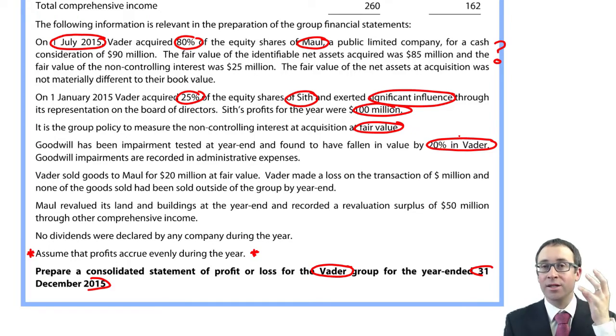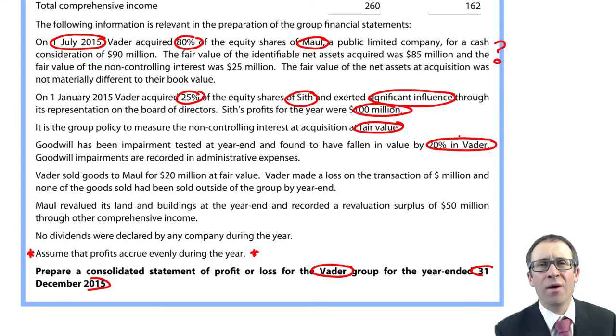Okay. We're going to have to actually work out the goodwill, even though it appears a little bit alien from a profit or loss perspective. We're going to calculate it to help us work out the impairment in the goodwill that goes into profit or loss. We then got bits and pieces.